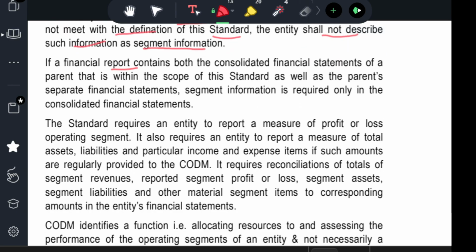The financial report contains both the consolidated financial statements of the parent that is within the scope of the standard, as well as the parent's separate financial statements. And segment information is required only in the consolidated financial statements. So where does the segment usually come? The parent company gives a consolidated financial statement. Within the scope of the standard, segment information should show this income, this segment should have this, and in such a way it should go on.